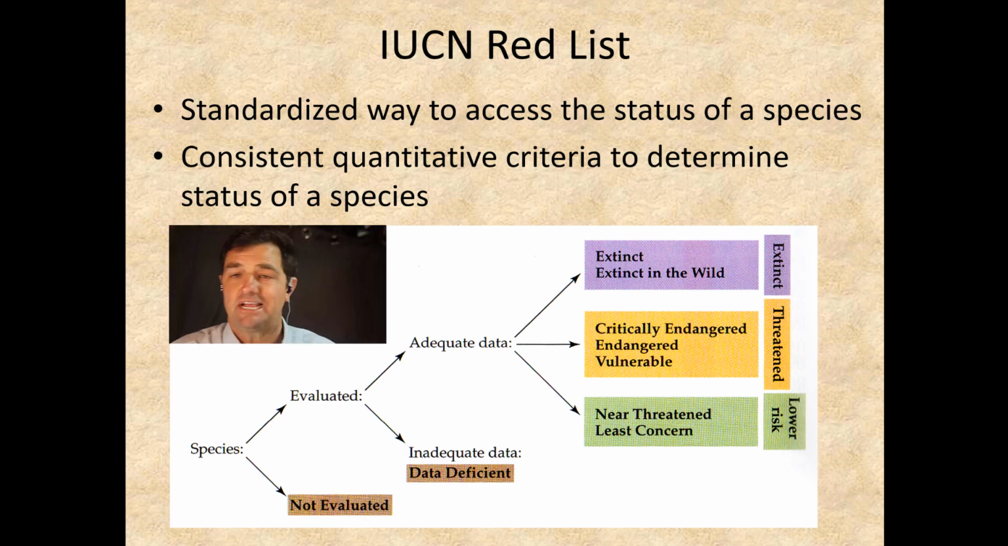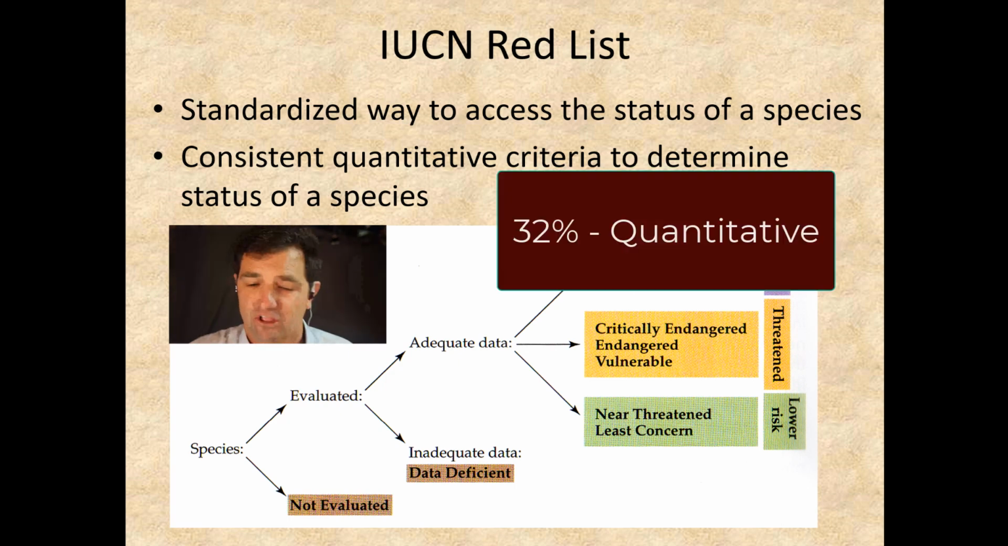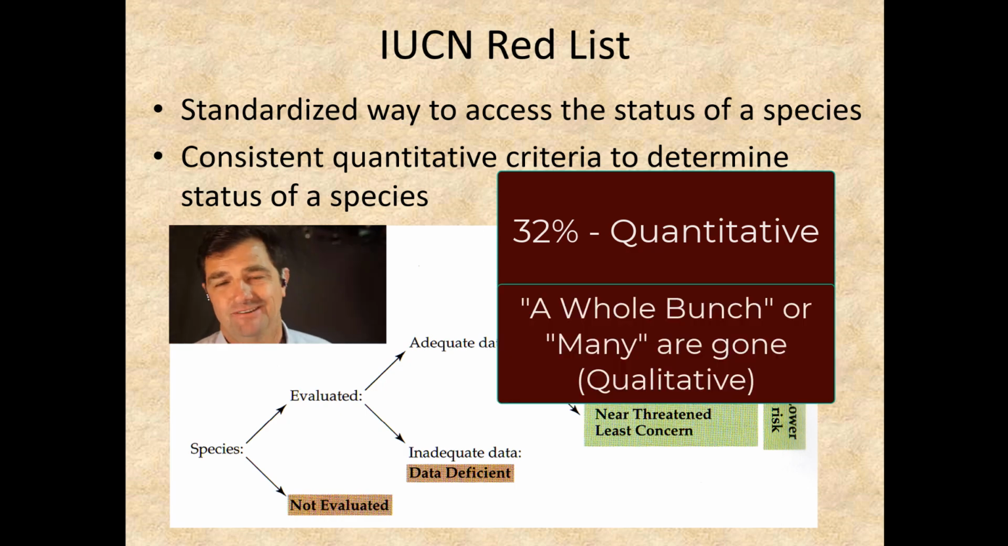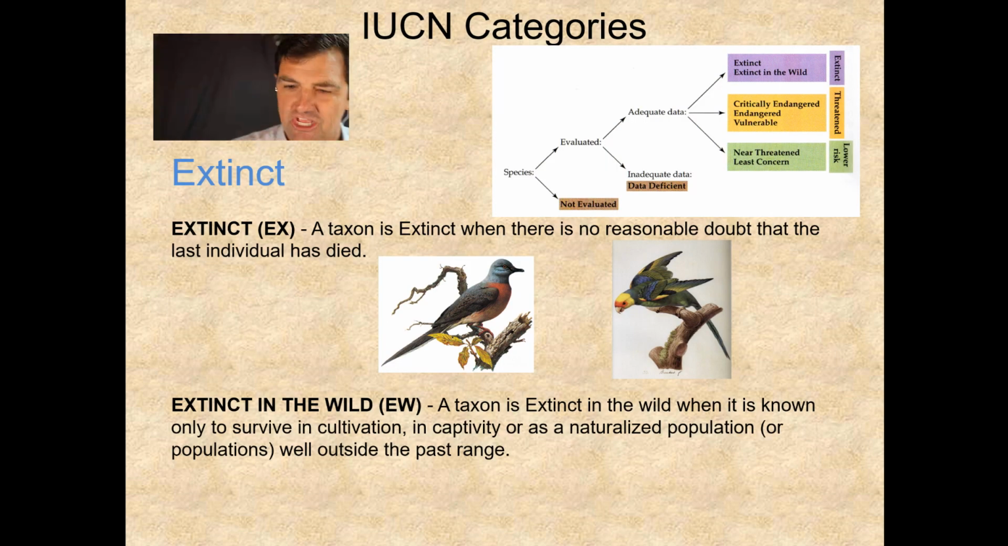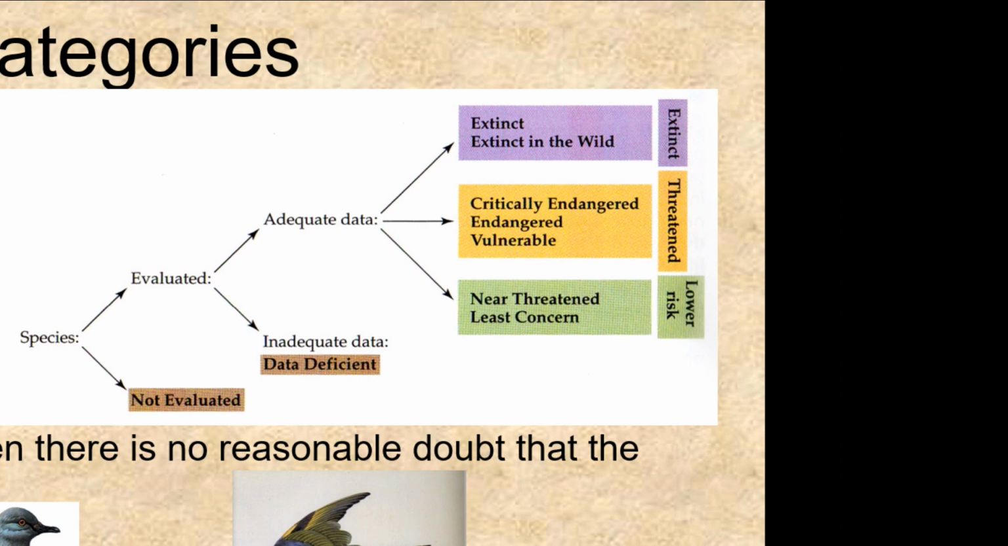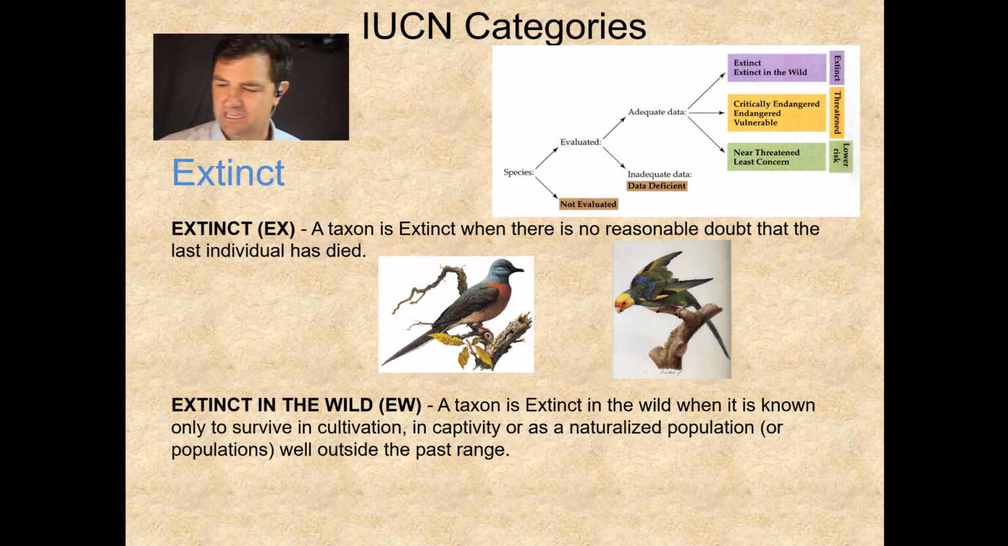One scientist might look at a particular group of lemurs, for example, and say the population has declined by 32%, which is far better and more measurable than saying simply that a whole bunch of them are gone, which is more qualitative and very hard to compare one from another. The IUCN uses this sort of flow chart to categorize species.